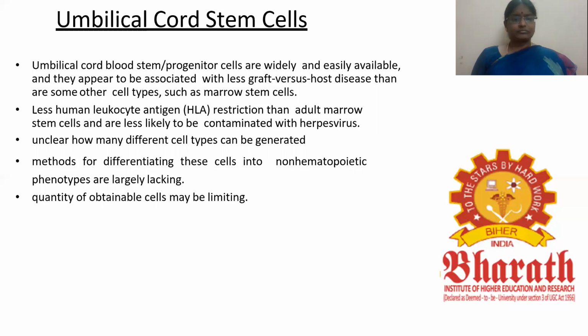The differentiation process of umbilical cord stem cells is unclear because many different cell types can be generated, and the methods used for differentiating this type of cell are highly difficult because it can be converted into non-hematopoietic phenotypes, which are largely lacking in those cells, and the quantity of obtainable cells may also be limited.